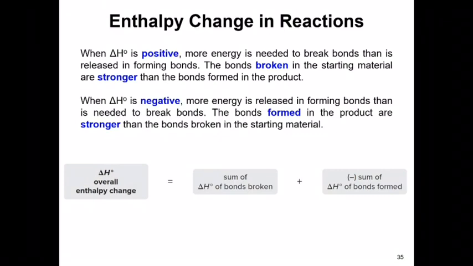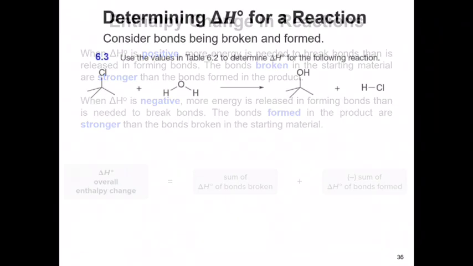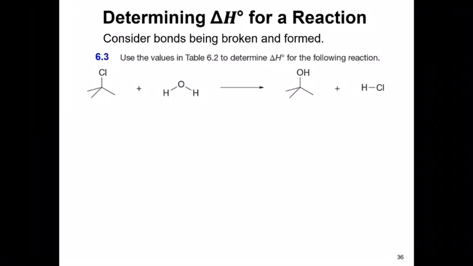In order to calculate the overall change in the enthalpy, we can use this equation shown here. Delta H, the overall change in the enthalpy, is equal to the sum of the energy used to break the bonds plus the sum of all the energy released to form the bonds. So how do we determine the overall change in the enthalpy for a given chemical reaction? The first thing to do is consider the bonds that are being broken and being formed. Then we're going to use the values provided in table 6.2 on page 231 of your book.